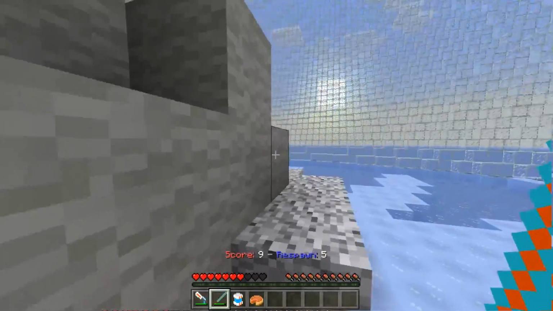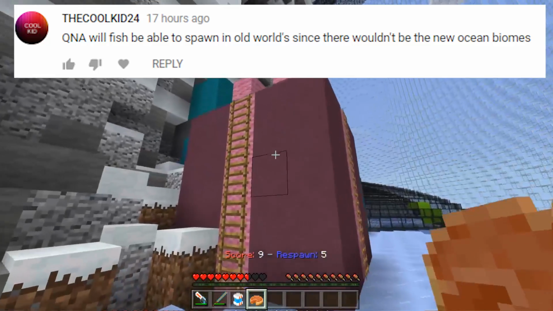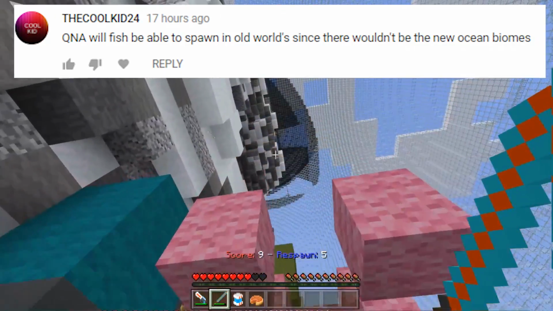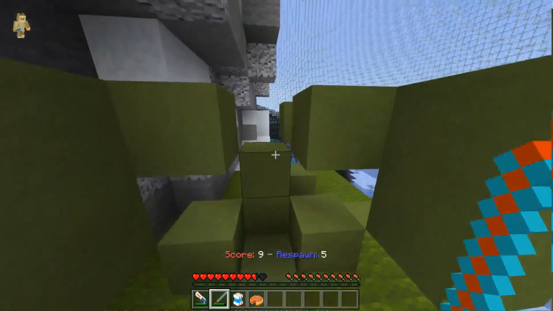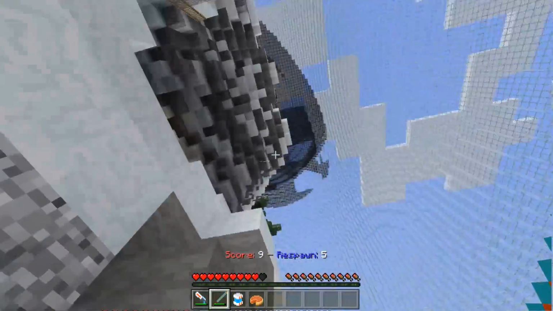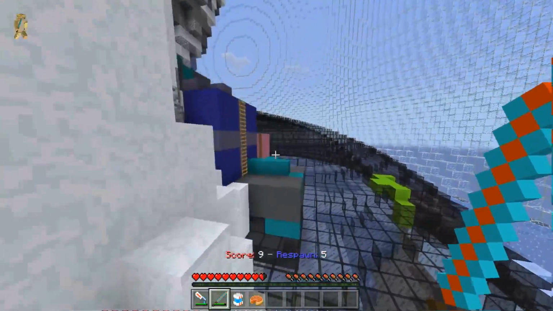But let's move on to the next question, which comes in from the cool kid, and you can tell they're cool because they're called the cool kid. And he says, Q&A, will fish be able to spawn in old worlds since there wouldn't be new ocean biomes? So this is the basic question of like, I want those new fish, but my world doesn't have new oceans because it's an old world. Can I get new fish? And the answer to that question is yes so far.